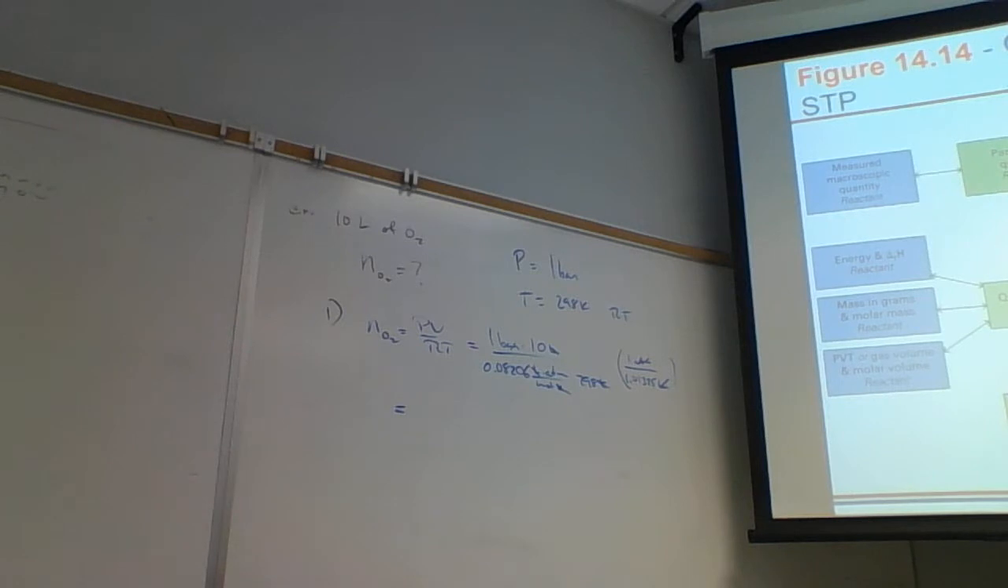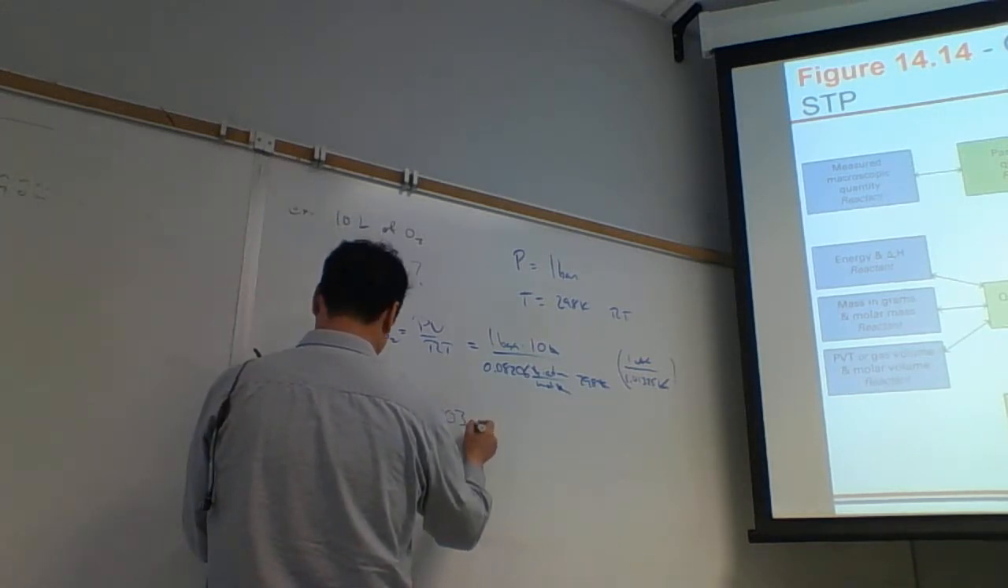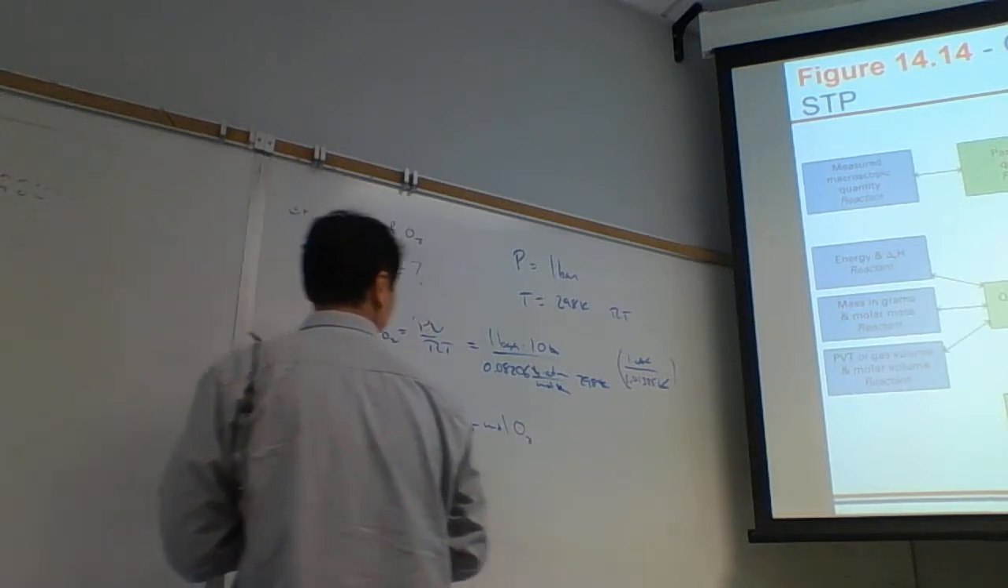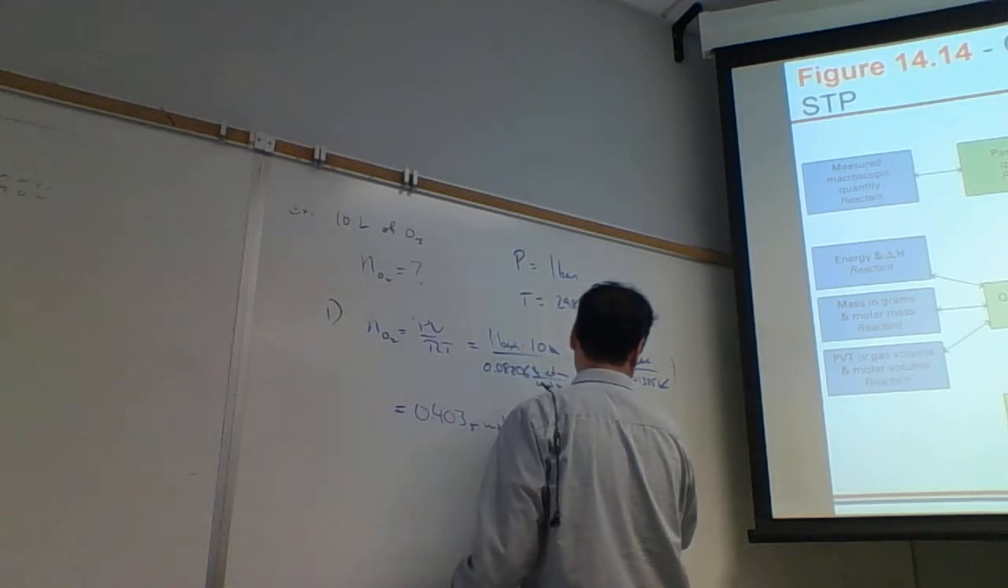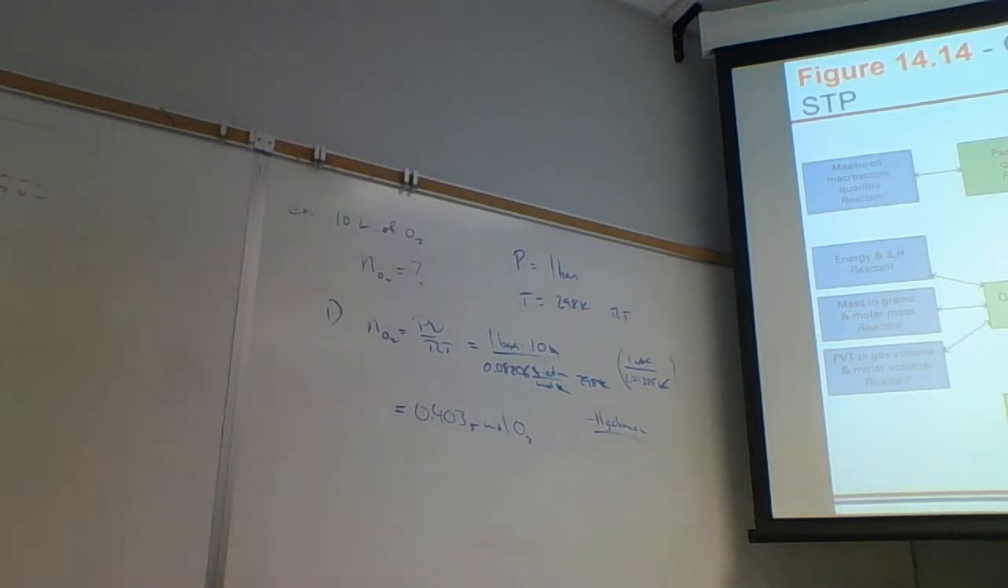And so this is going to be 10 divided by 0.08206, divided by 298, divided by 1.01325, which gives 0.403 moles. This is called the algebraic way of doing it using the ideal gas law. Next, we're going to use the dimensional analysis way.